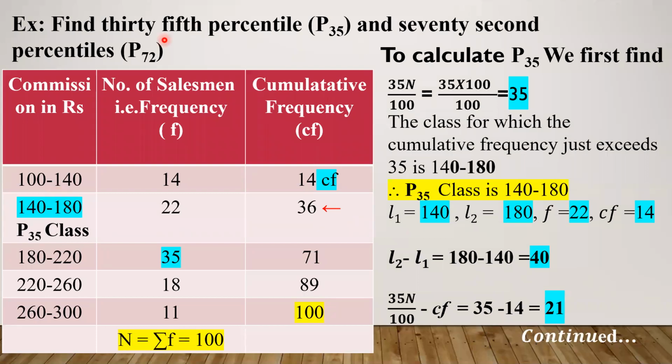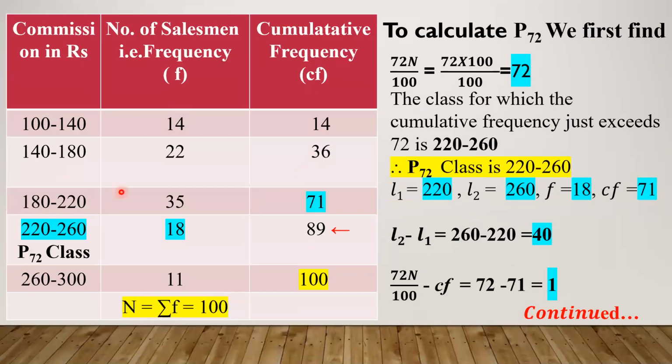So we have calculated the 35th percentile. In a similar way, now we will calculate the 72nd percentile, that is P72. To calculate P72 also, the first two steps are the same: cumulative frequency and finding the value of capital N. These two we have already done. So here it is.